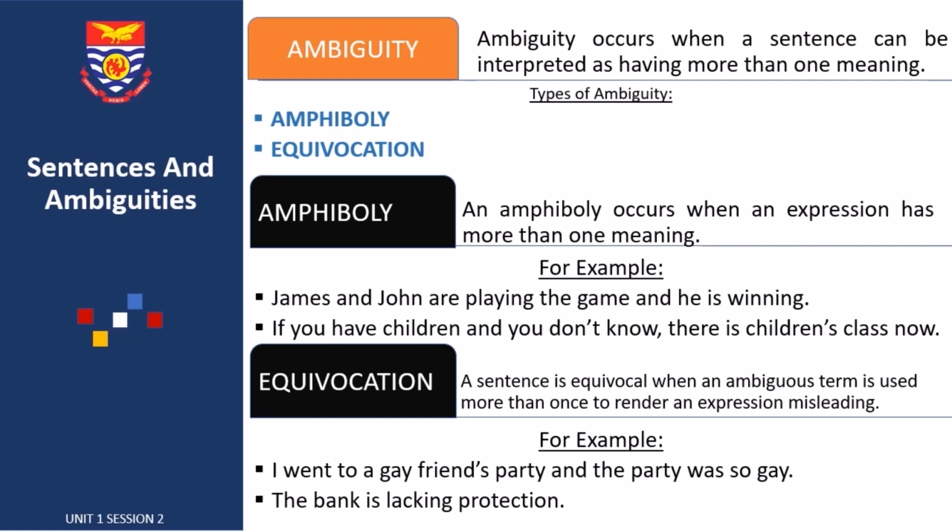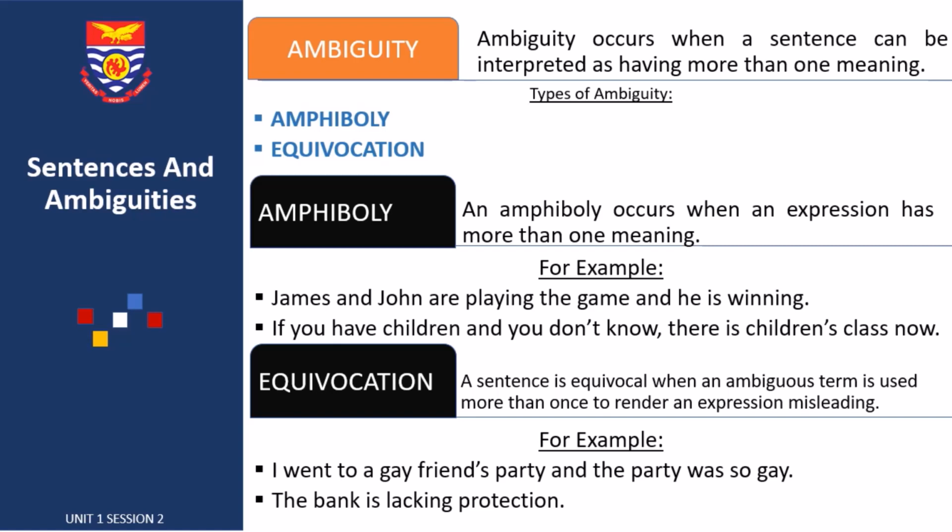If you have children and you don't know, we have a class in the basement. Now, if you have children and you don't know, that makes it ambiguous. So that's amphiboly because it occurs within a sentence. James and John are playing the game and he's winning.